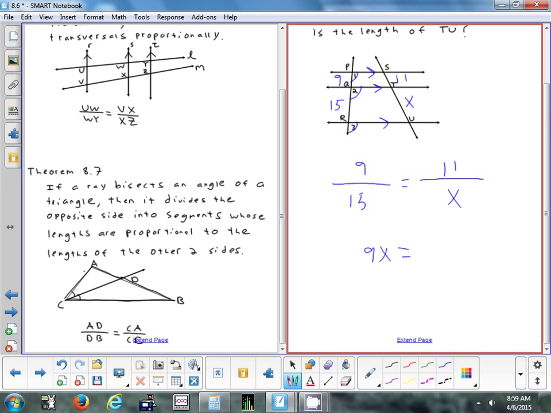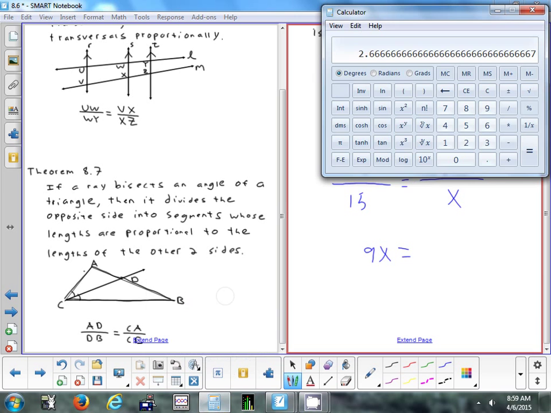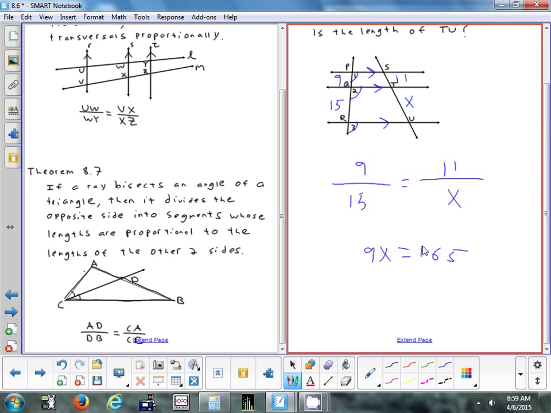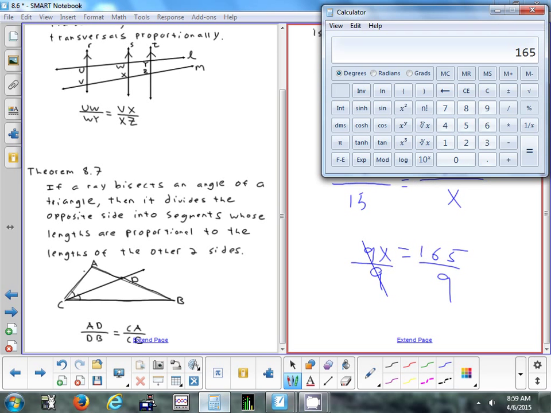So 9 times x is 9x. 11 times 15, let's see, 165. And Tanner, how do I get x by itself? Good. Divide by 9. Okay, you could get a decimal. You're not always guaranteed to get a nice answer. In this case, we get 18.3.